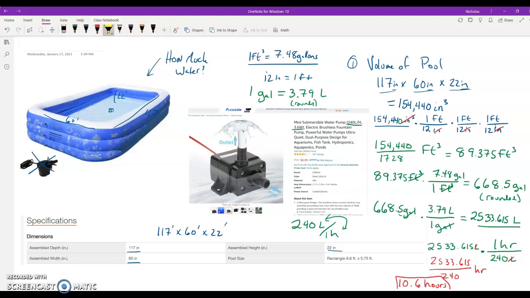So we found the volume of our pool. We converted it from inches cubed into feet cubed, then from feet cubed into gallons. We could have probably gone to liters there and saved ourselves some time. Then we went from gallons to liters, and we used our pump's rate to go from liters to hours. Takes a while, but I think we can get there.